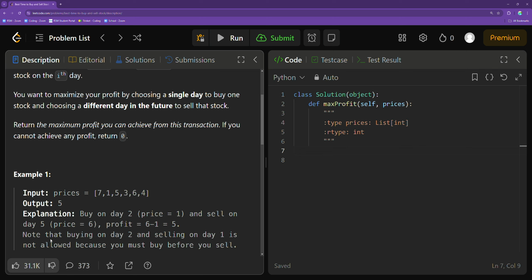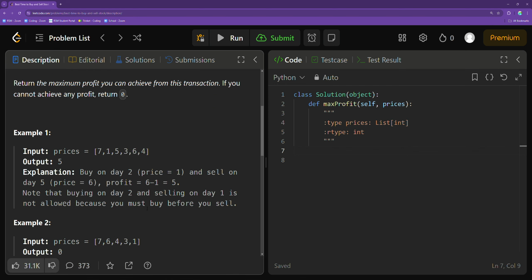Okay, and we have to note that buying on day 2 and selling on day 1 is not allowed because we must buy before we sell. Okay, that's also very important. The indice when we buy must be less than the indice when we sell.